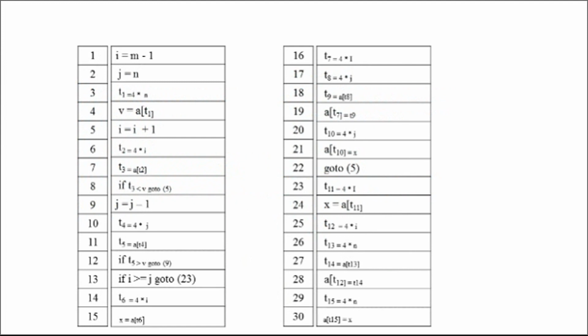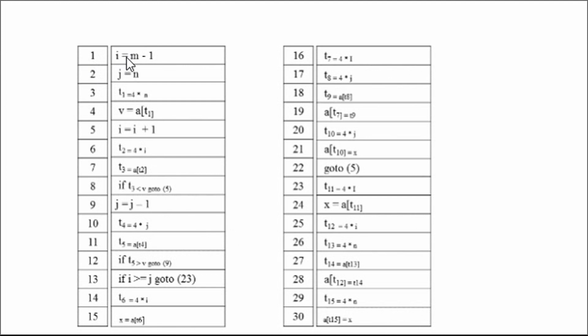I hope you have paused the video and tried to identify the basic blocks. Let me solve this example, as we have a total of 13 statements. By the first rule, the first statement is the first leader. That's why i = m - 1 becomes the first leader.